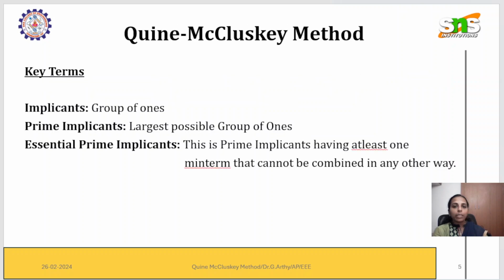Before entering into the Quine McCluskey method, let us see three important terms related to this. One is implicants, that is, groups of ones is known as an implicant. Then is prime implicant, that is the largest possible group of ones. The third one is essential prime implicant. This is a prime implicant having at least one minterm that cannot be combined in any other way.